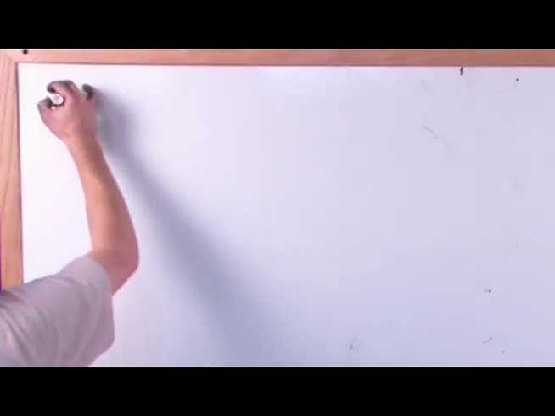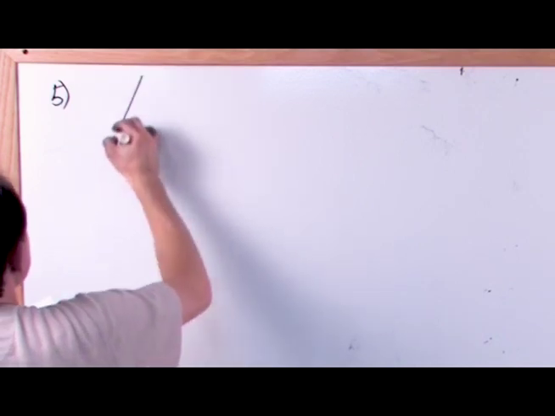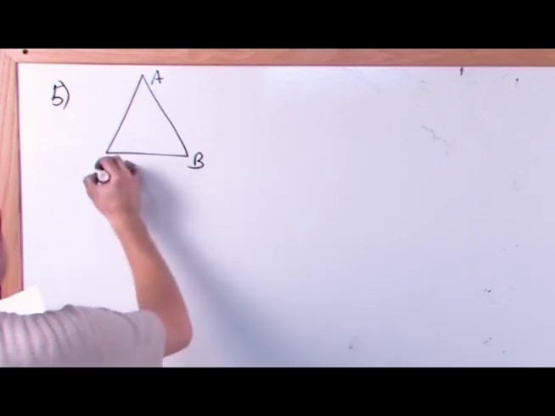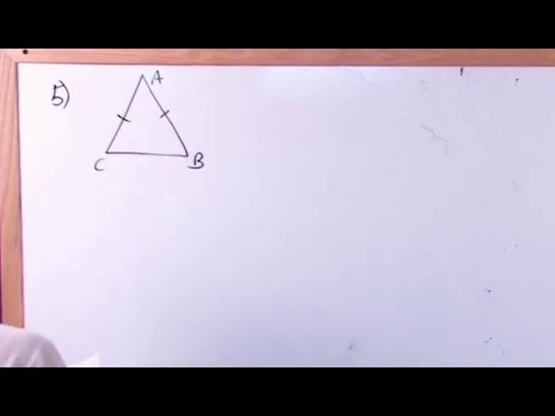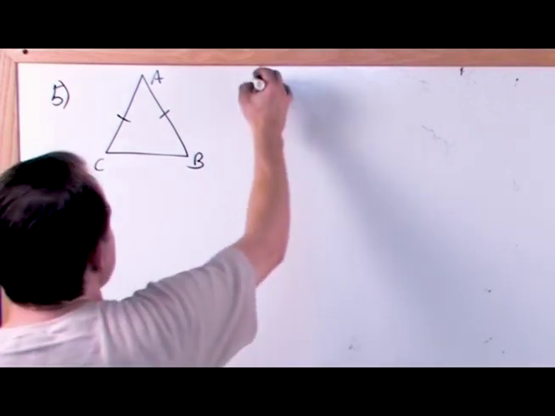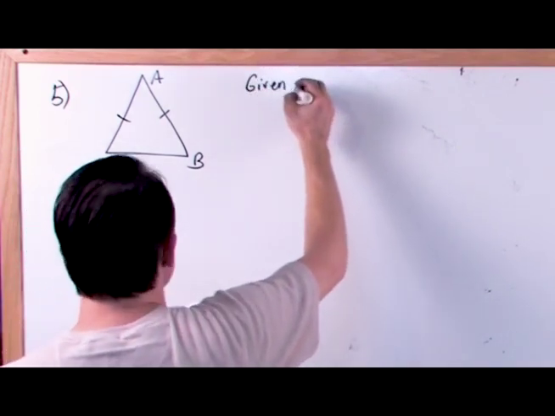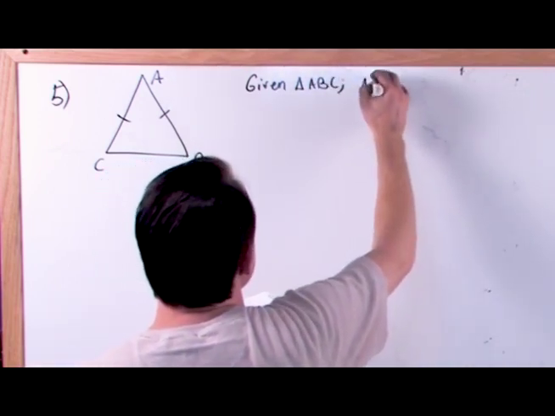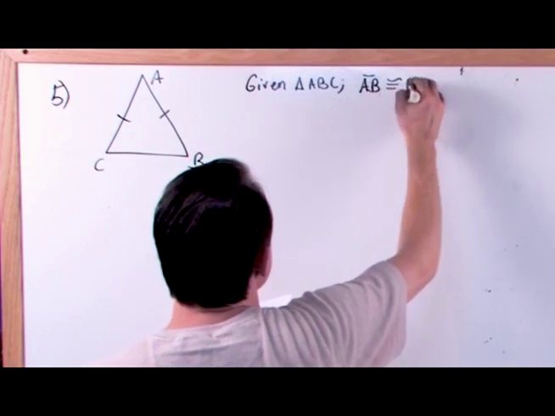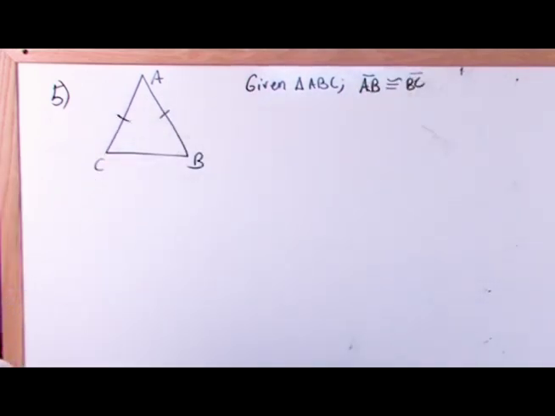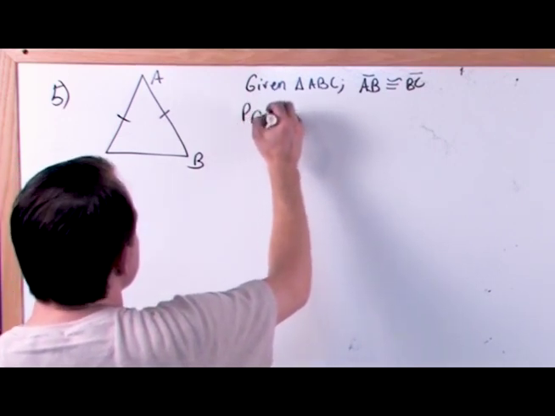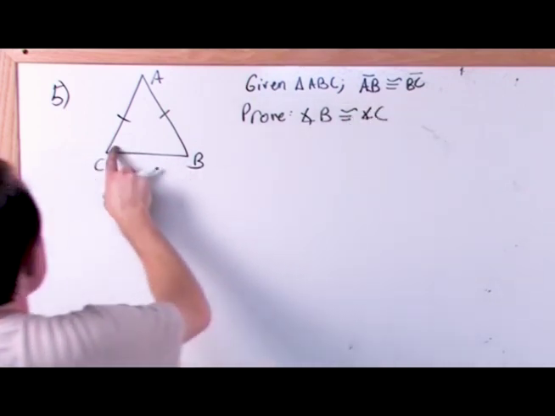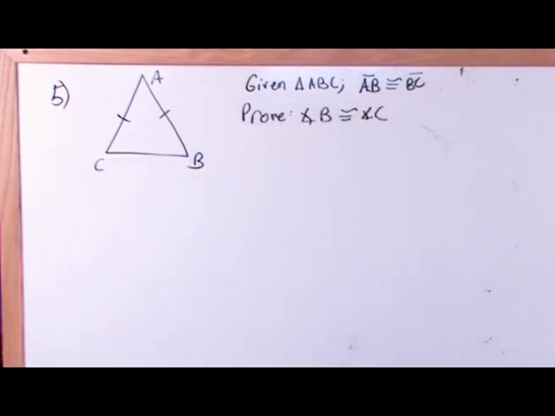Okay, next proof we're going to do is going to have a drawing like this. You have a triangle, A, B, C, and you're given that this is congruent to this. That side's congruent to that one. And so you're given triangle ABC from the figure, and you're given that AB is congruent to BC, which is also given in the figure. AB is congruent to BC, and you want to prove that angle B is congruent to angle C. This angle is congruent to this angle, so you just want to prove that.